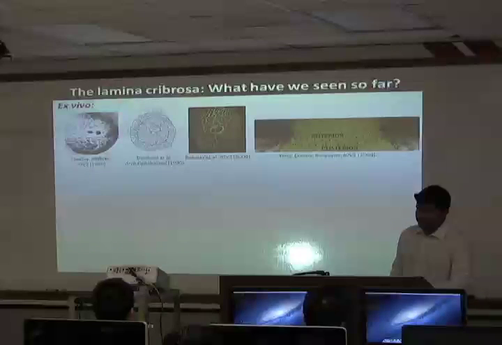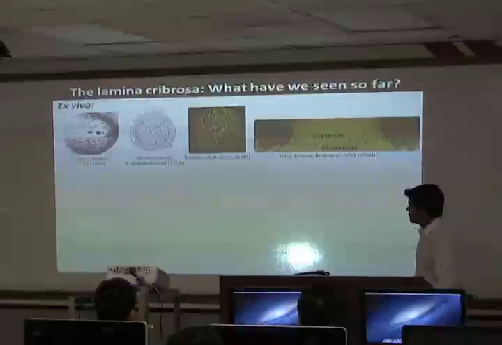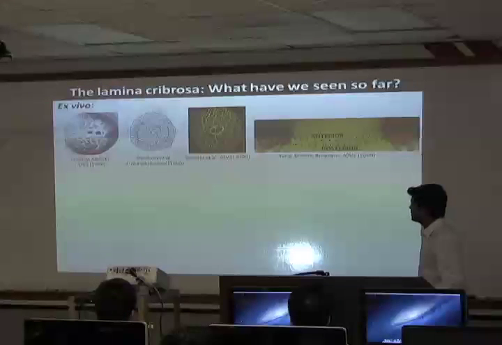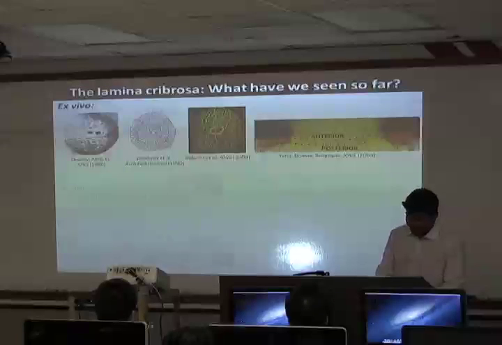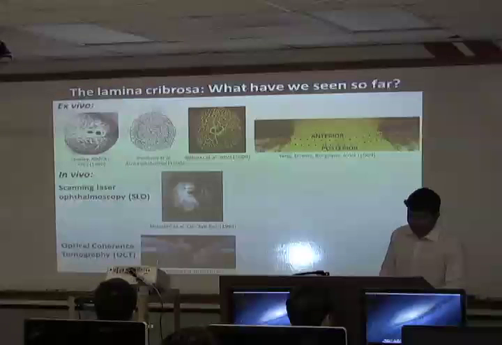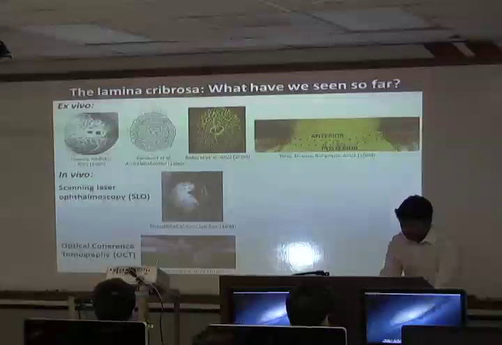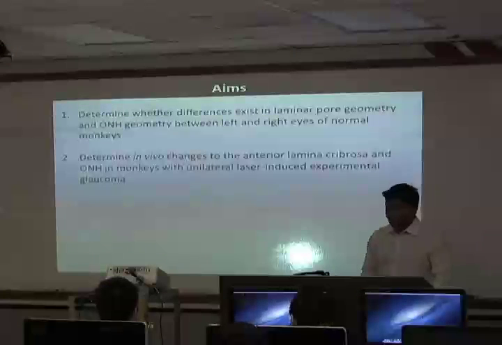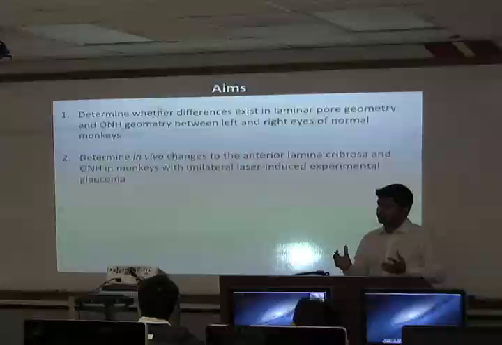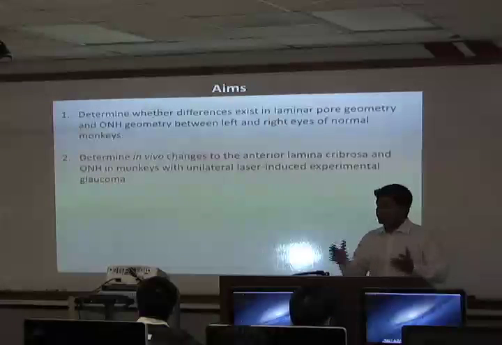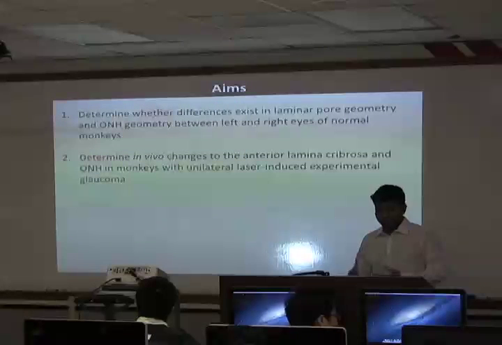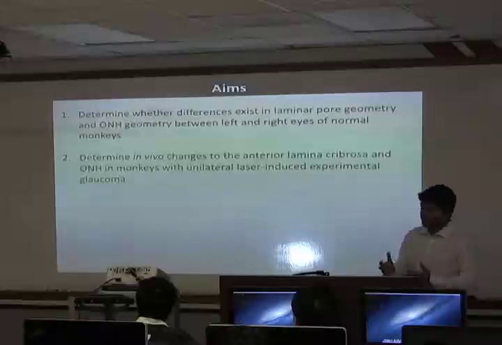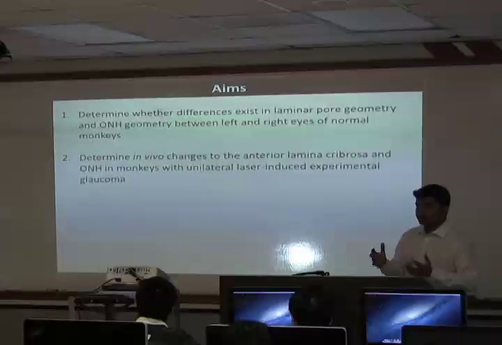So what have we seen so far? Several researchers have used different imaging modalities, ex vivo as well as in vivo, using scanning laser ophthalmoscopy and optical coherence tomography with adaptive optics. My first aim is to see if there is any difference in the lamina cribrosa pore geometry in the left and right eyes of a normal monkey. And the second aim is to track changes of the same structure in eyes with glaucoma.